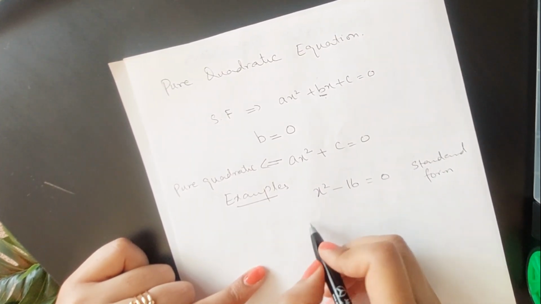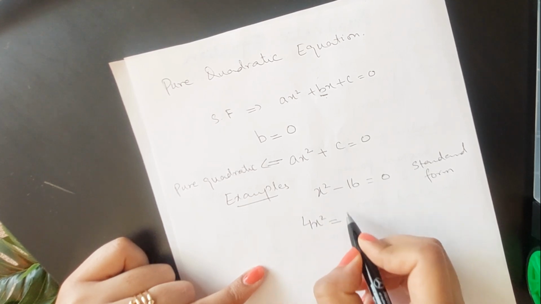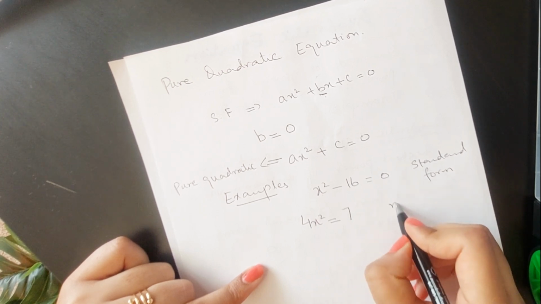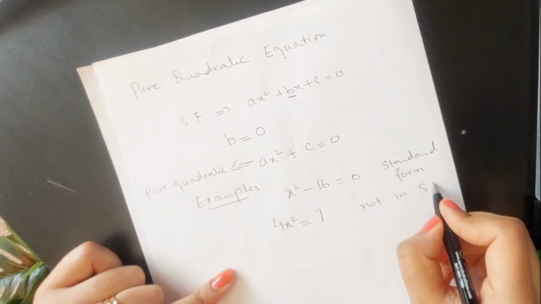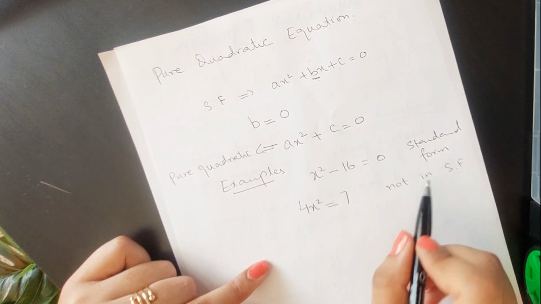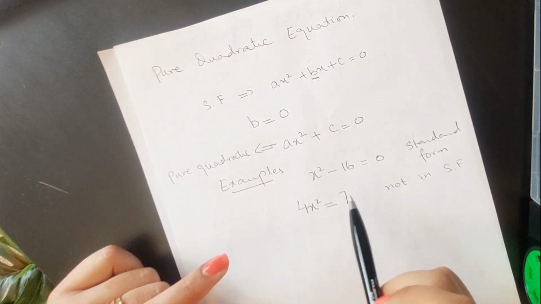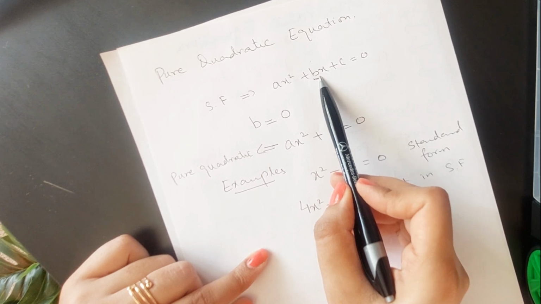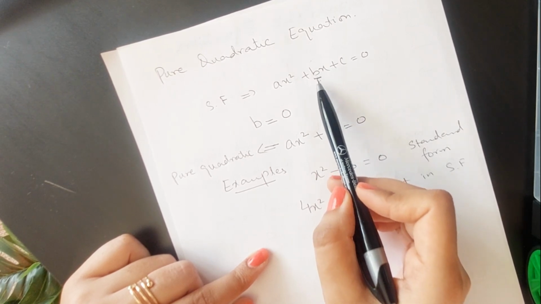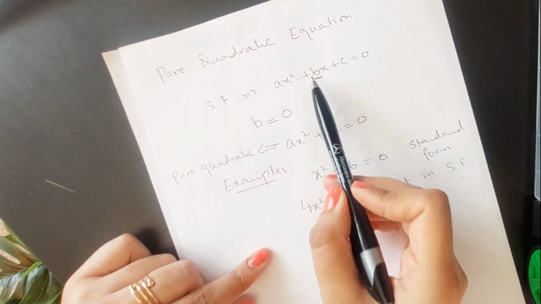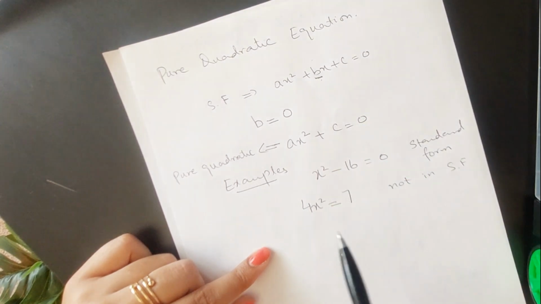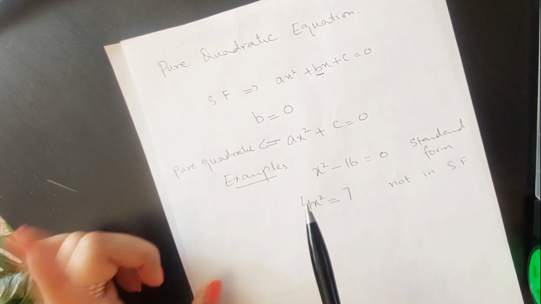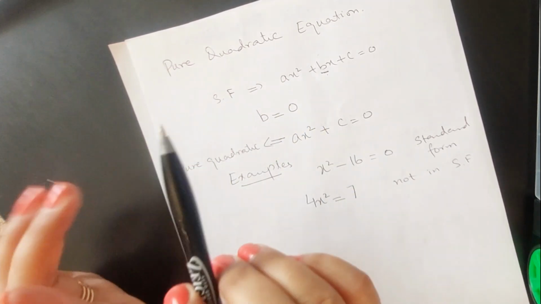And if I write 4x square is equals to 7, right? So this is not in standard form, but it is an example of pure quadratic because we don't have any value for the coefficient of x. What is the coefficient of x? B. So there is no value, so it means this is called pure quadratic. Keep it in your mind, for pure quadratic b is equals to 0.